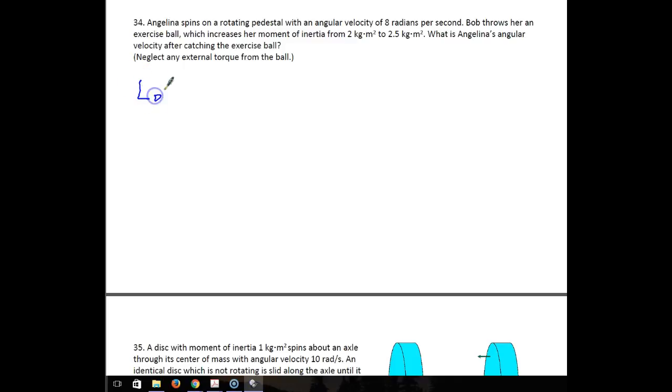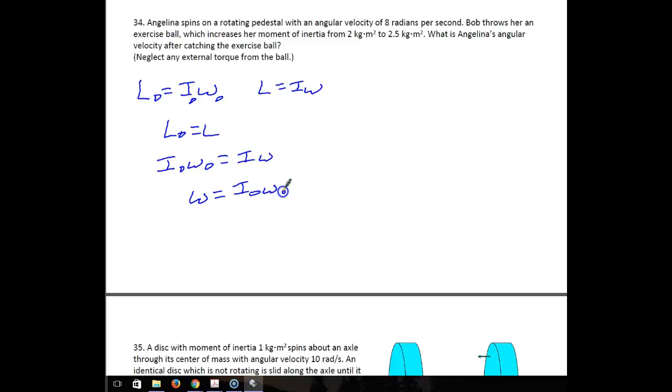Our original momentum here is equal to I omega, and then our final momentum would be equal to just I omega. So let's find out what her speed is. These two things should be the same. Our original angular momentum should be equal to our final. So we're going to say I omega should be equal to I final omega final. And if we solve for omega, we get I original omega original all over I, and this is the final moment of inertia.